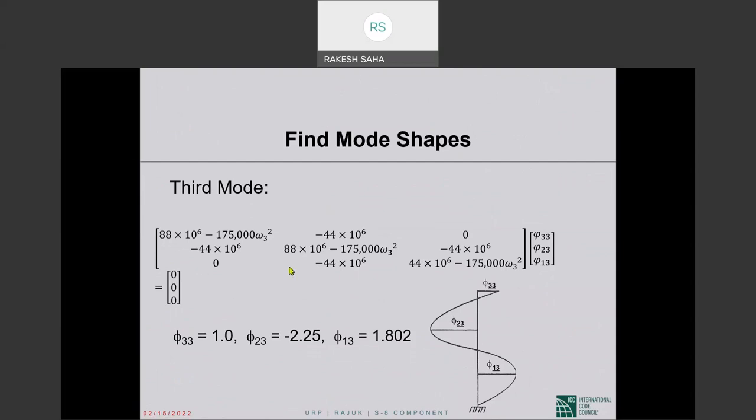If in the matrix we write omega equal to omega 3, this will be the mode shape vector of the third mode, and the third mode was obtained as these values. The top is 1, this is negative 2 and a quarter, this is plus 1.802.